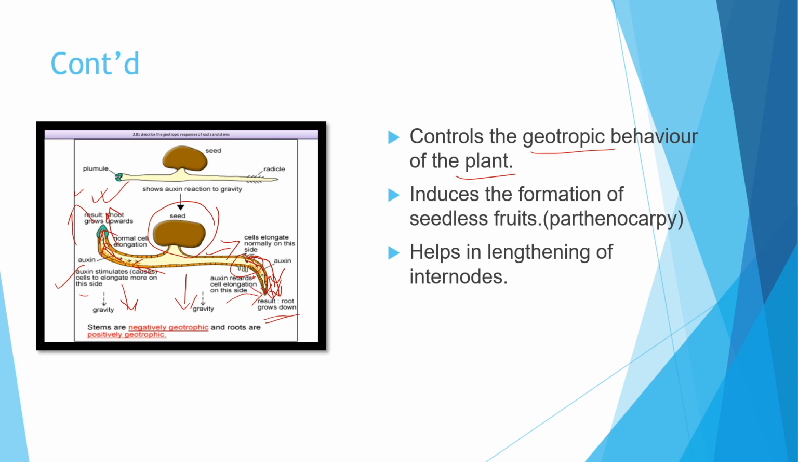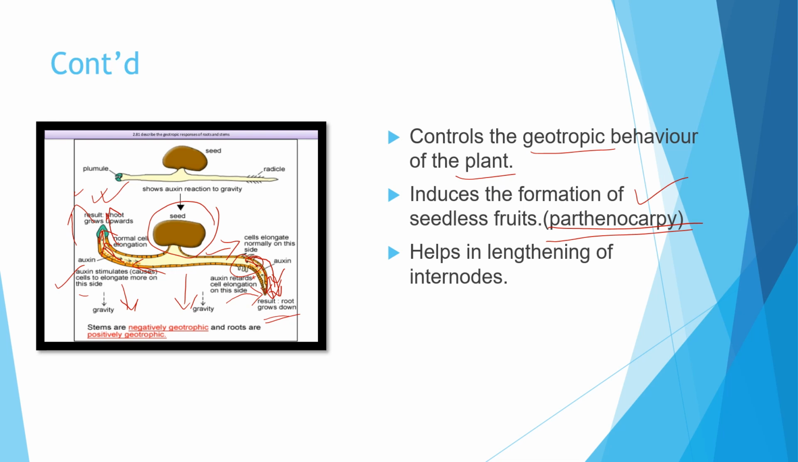Another role of auxin is that it induces the formation of seedless fruits. What are these seedless fruits called? The process of formation of seedless fruits is called parthenocarpy. This is a new term you are learning. When the fruit develops without fertilized seeds, producing seedless fruits, that process is called parthenocarpy.